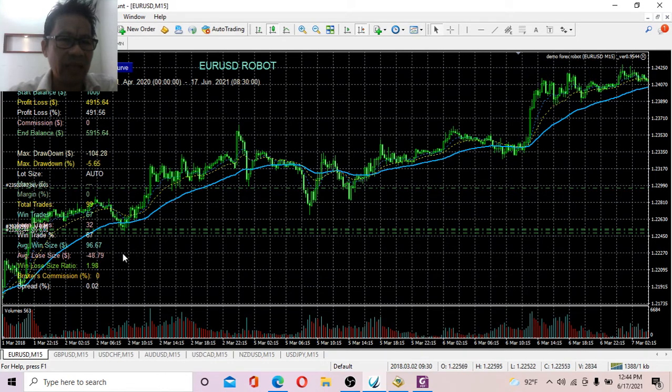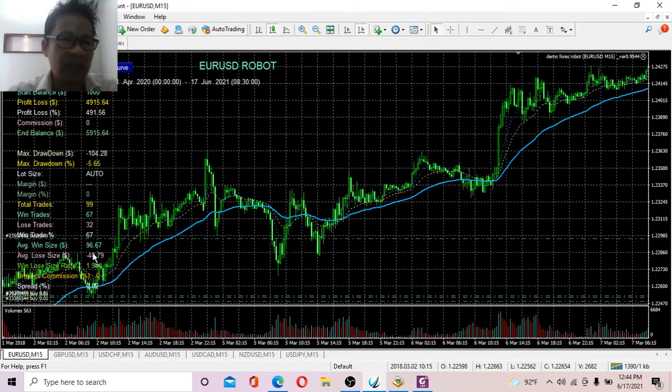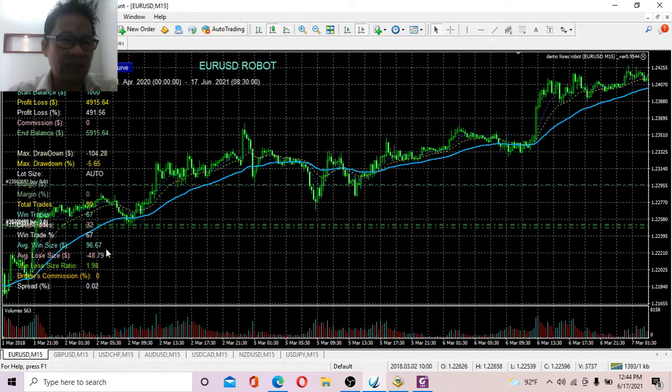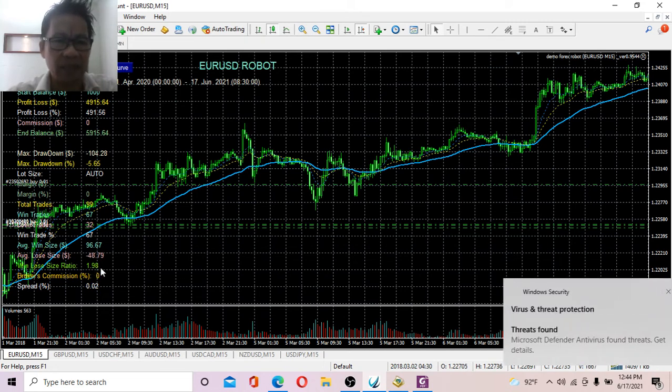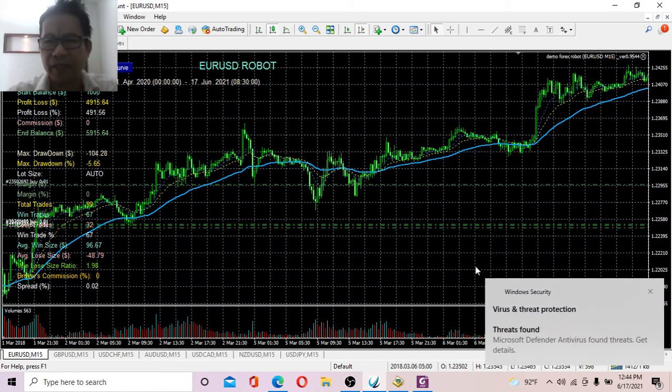So essentially, I don't need high accuracy to be able to make money. So my focus for my trading system is actually the win-lose size ratio. I try to get it over 1.5.